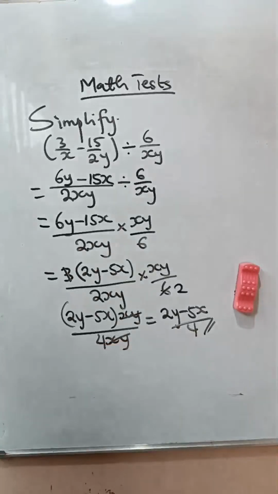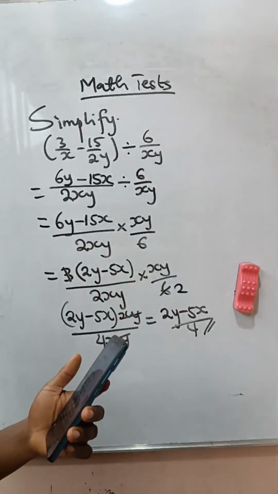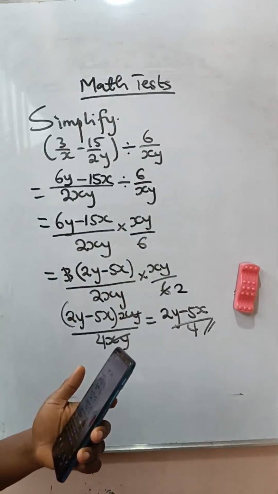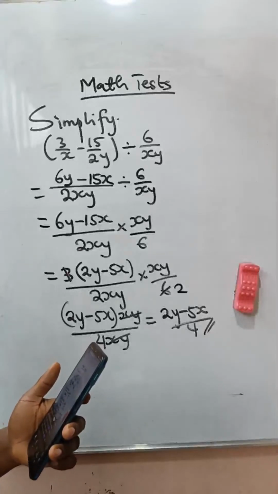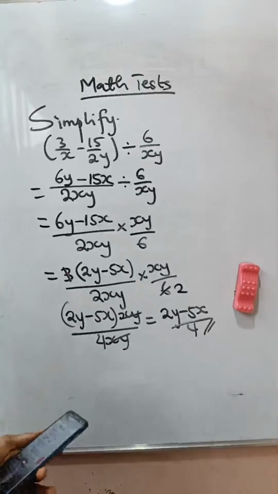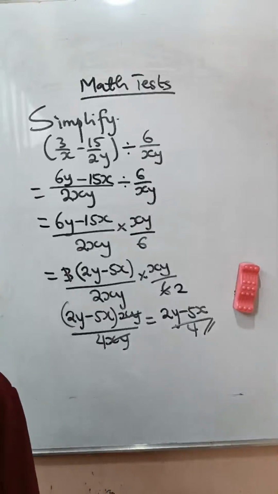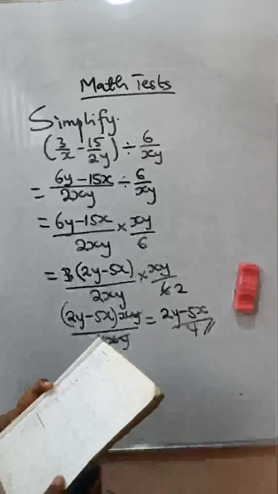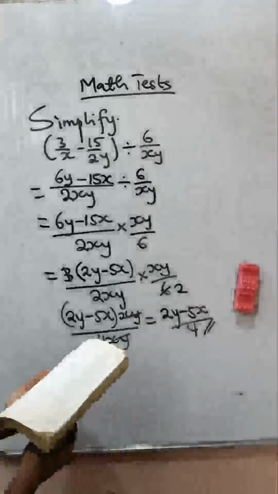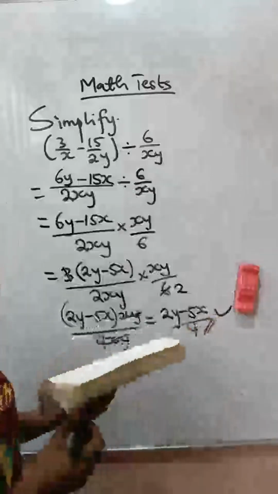Jugu got 18y minus 45x. I would like you to go through your solving. I believe you made mistakes somewhere. According to the options I have here, this is option A.